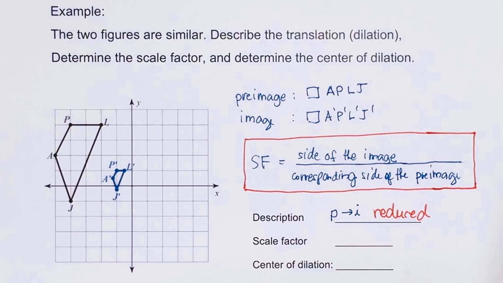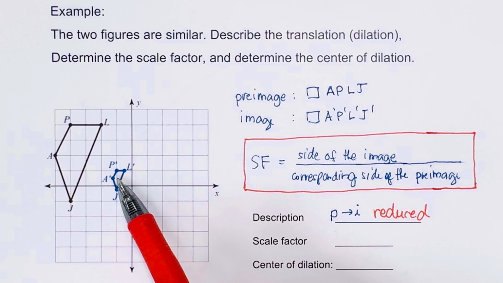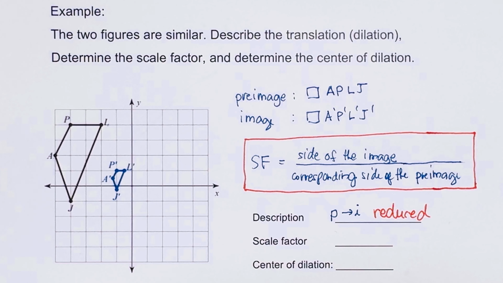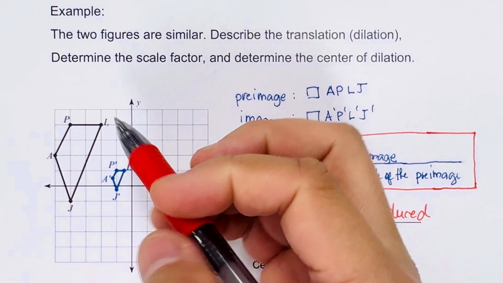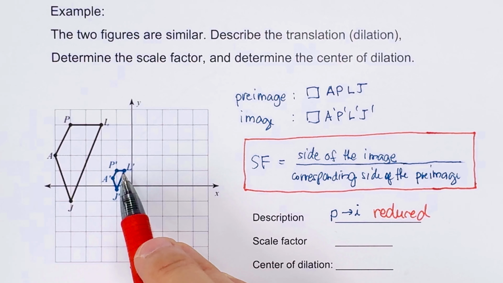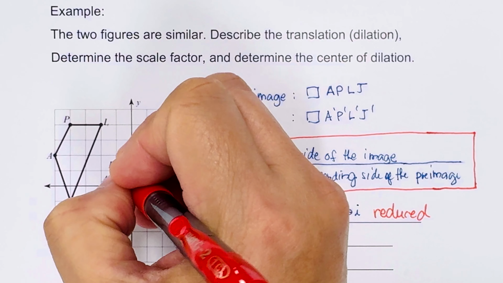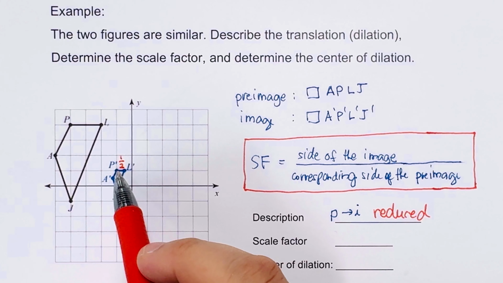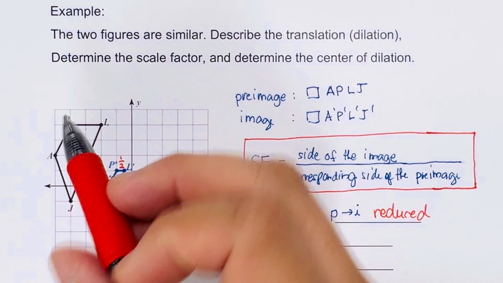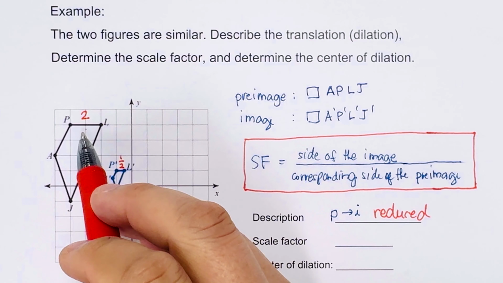Now let's find the scale factor. Scale factor is the side of the image over the corresponding side of the pre-image. So the image here is the smaller one. Let's check one side. If you take one side, then you're good, because we already said here that the figures are similar. So what is the length of this one? That's halfway. That should be 1/2, right? What is the length of the corresponding side right here? 2, right? So that's 1, 2.